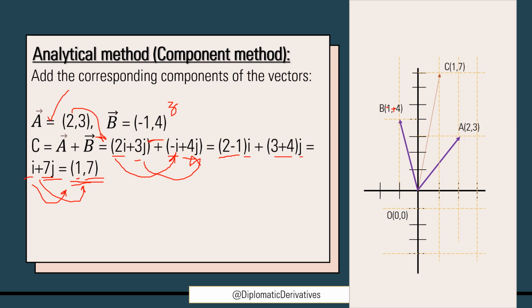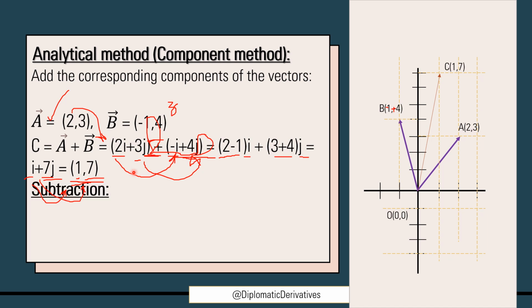So in place of just 2 3, let's suppose you have another number 4, so you will have 2i plus 3j plus 4k. Also, in place of minus i plus 4j, you will have minus i plus 4j plus 6k. So 4k from here and 6k from here, so it will be 4 plus 6 with k. It's the same thing, just adding the value of k as well. So that's the analytical method for addition. Clear? Now we move on to subtraction.